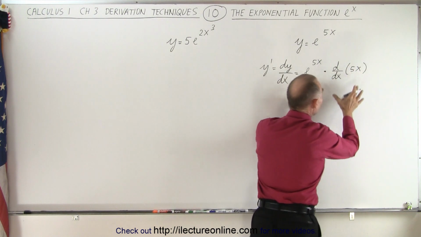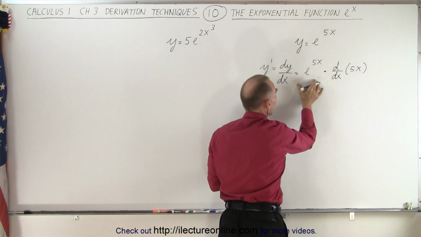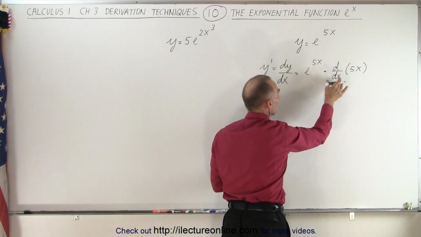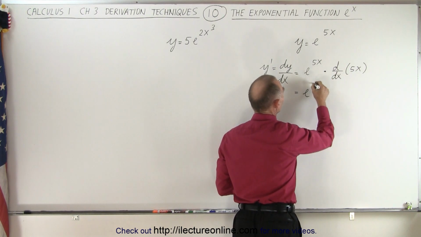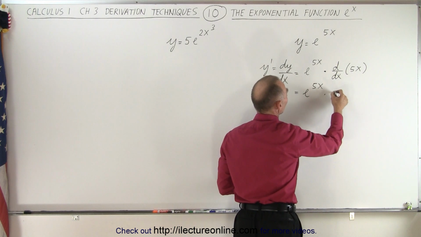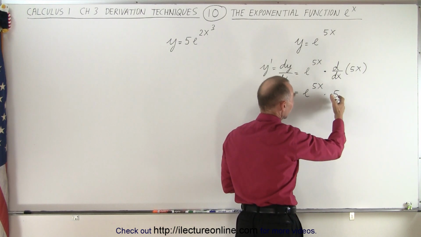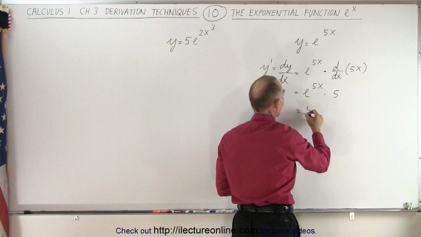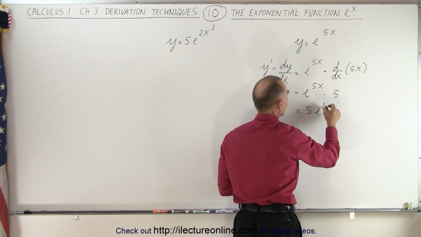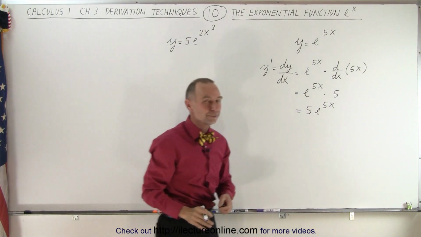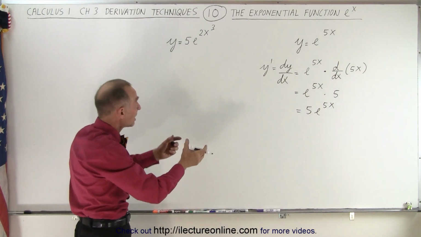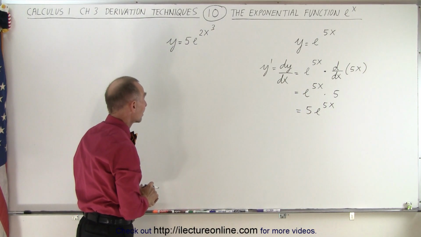So that's to accentuate that we first repeat what we have, and then we multiply that times the derivative of the exponent 5x. Now this becomes e to the 5x times 5, because the derivative of 5x is 5, and then we typically write the 5 first, so we write 5e to the 5x, which is the derivative of our exponential function.